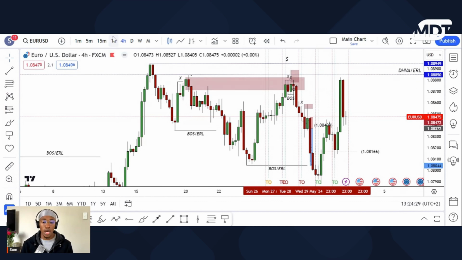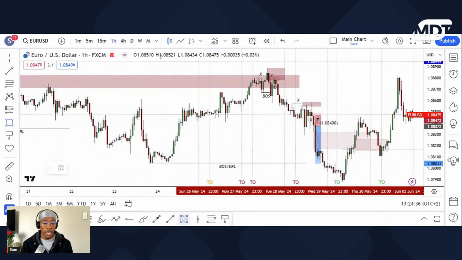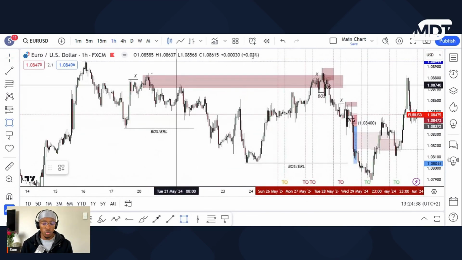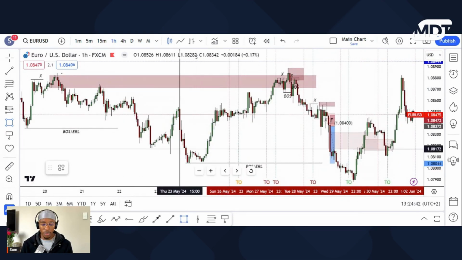Dropping down into the 1 hour, this is just added confluence now. And the more confluences we can stack, I'm just finding the better. But looking at our hourly, we also have a market maker model. This is one thing I'm still trying to wrap my head around, so if it's not 100% clear.